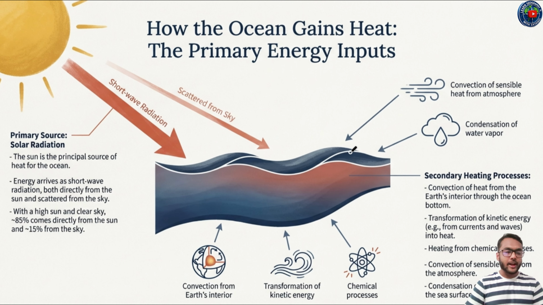Now, what is the main source of this oceanic temperature? How does the ocean gain heat? The primary energy input comes from solar radiation. The sun is the principal source of heat for the ocean.